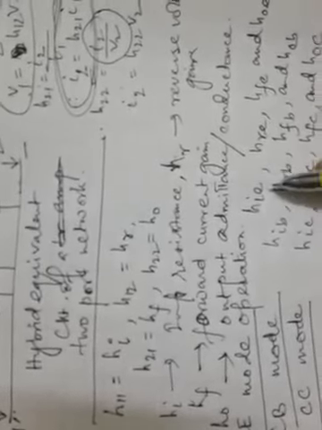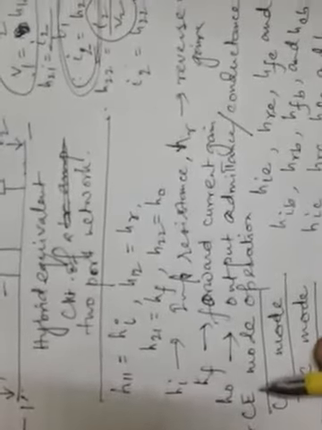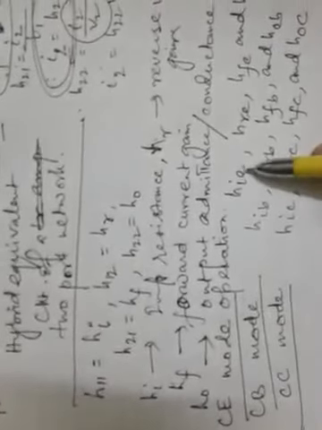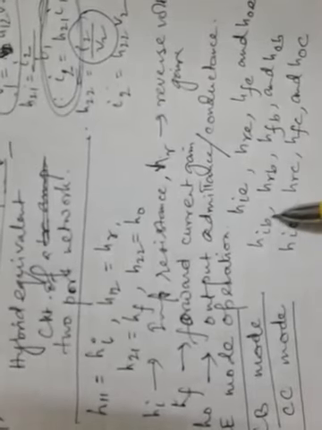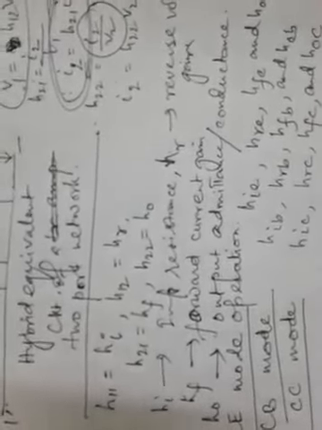The second subscript stands for the particular mode. For CE, we take the E and join it with each subscript as the second subscript. Similarly, we take B from CB mode and C from CC mode and join them as the second subscript with each and every H parameter correspondingly. So this is the way of writing. From now onwards, for CE mode of operation, in most cases we will specify the H parameters as HIE, HRE, HFE and HOE. So this is all about the AC equivalent circuit using H parameters.